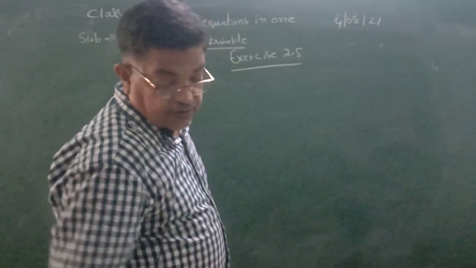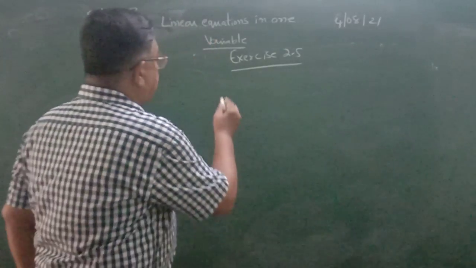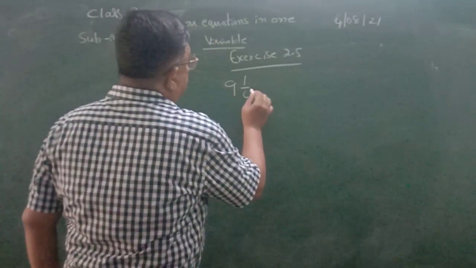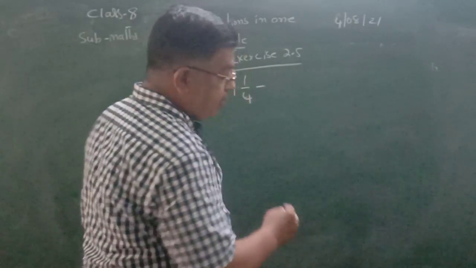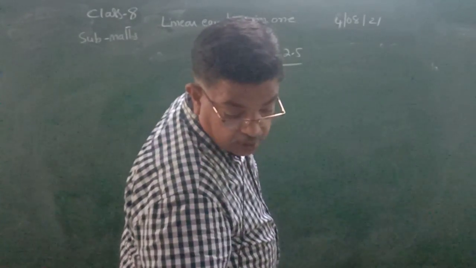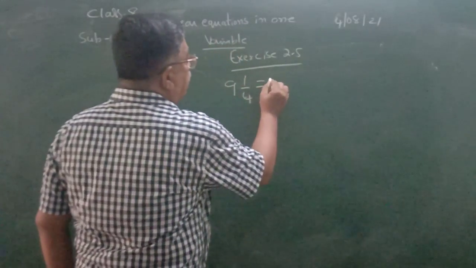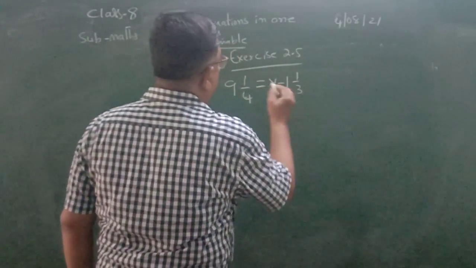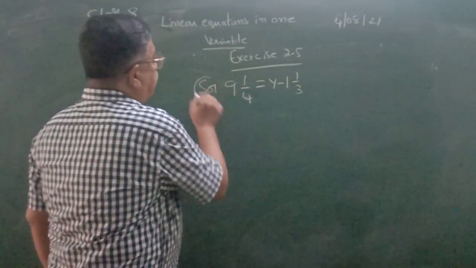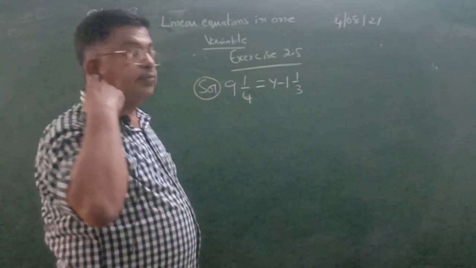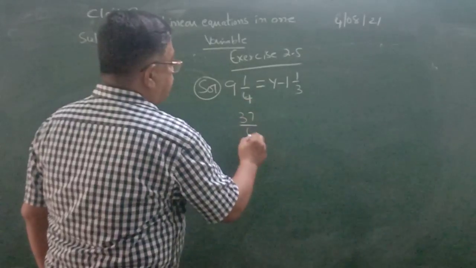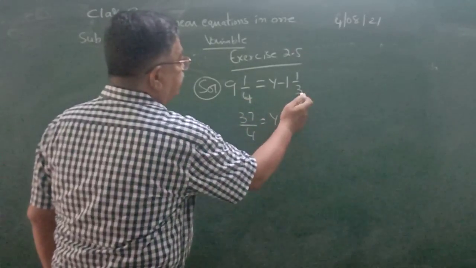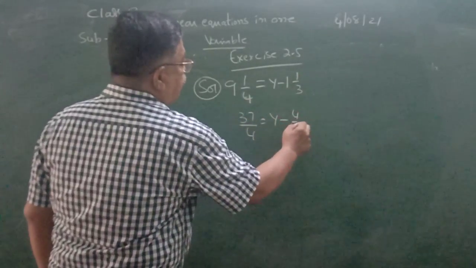Fifth problem is solve 9 1 by 4 minus y is equal to y minus 1 1 by 3. So the problem is given in mixed fractions form. So 4 9s are 36, 36 plus 1, 37 by 4 is equal to y minus, 3 1s are 3, 3 plus 1, 4 by 3.